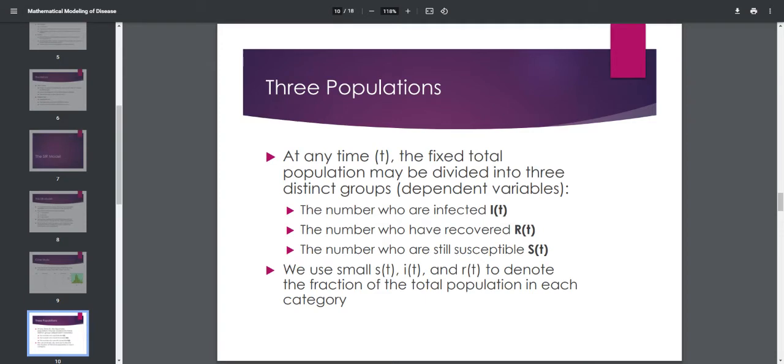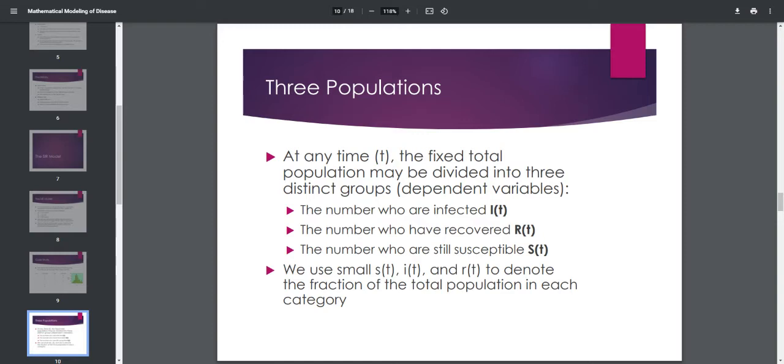So in the SIR model, there are 3 populations. At any time, the fixed total population can be divided into 3 distinct groups: I of t, the number of people who are infected, R of t, the number of people who have recovered, and S of t, the number of people who are still susceptible. We can use small s of t, small i of t, and small r of t to denote the fraction of the total population in each category, and that won't change because we're dividing by N. In this case, N is 7,900,000, which was about the population of New York City in the late 1960s. T is our time-dependent variable, and our independent variable, and the rest of them are dependent variables upon time.